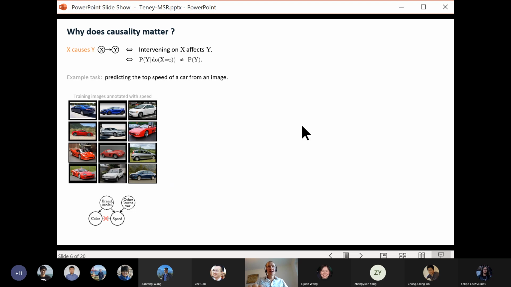So with a standard statistical model, you learn correlations. And in this case, you notice that we have a lot of pretty nice red Italian cars. And these also happen to be pretty fast. So it's likely that the model will learn this correlation and basically learn that red means fast. So obviously this is true only for data from this particular distribution. And obviously we know that there is no causal relation between the color and the speed.